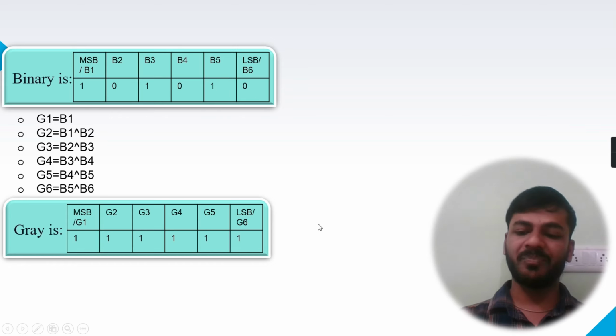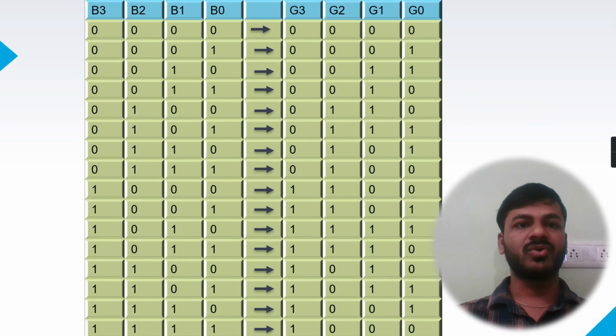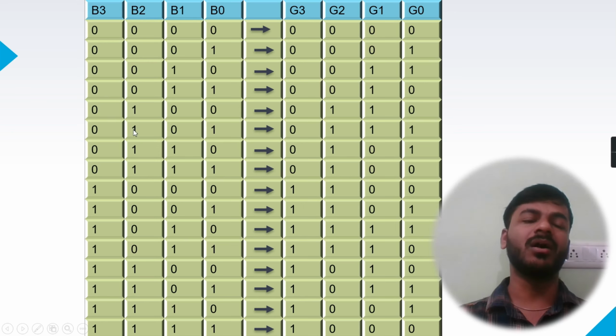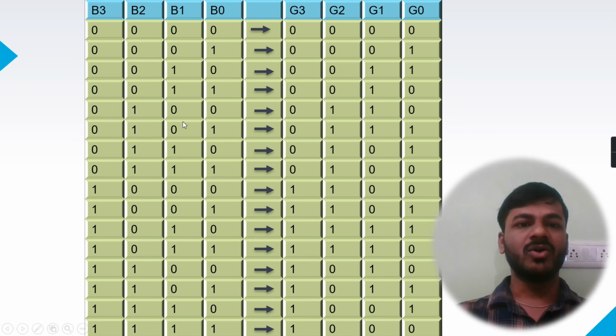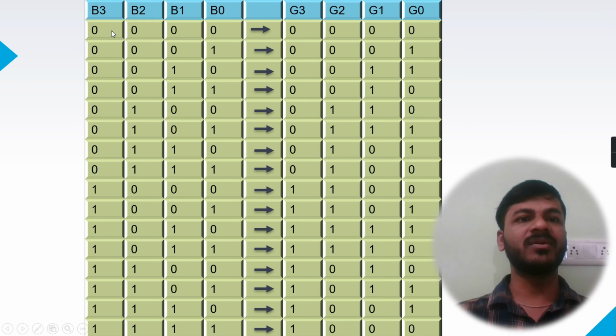Now let's see the implementation of the 4-bit binary to gray code converter. So here you can see the truth table where we have 4 bits. As we have a 4-bit binary code, the number of combinations becomes 16. So you can see the first combination, where all 4 bits are 0.